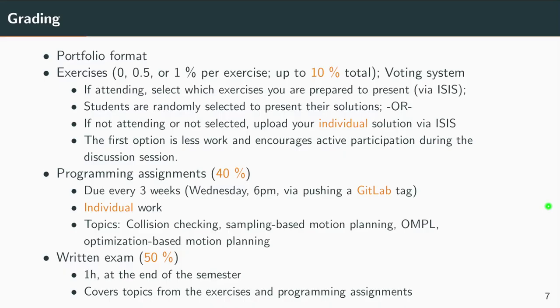And then we do understand that some weeks you will not be able to do it. And then of course you can also instead submit your solution. Now the submission time is of course not before the discussion session.